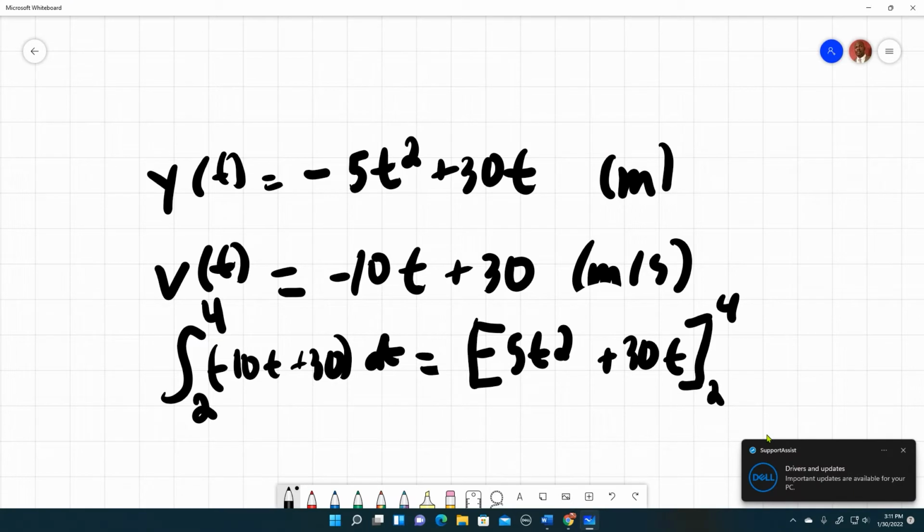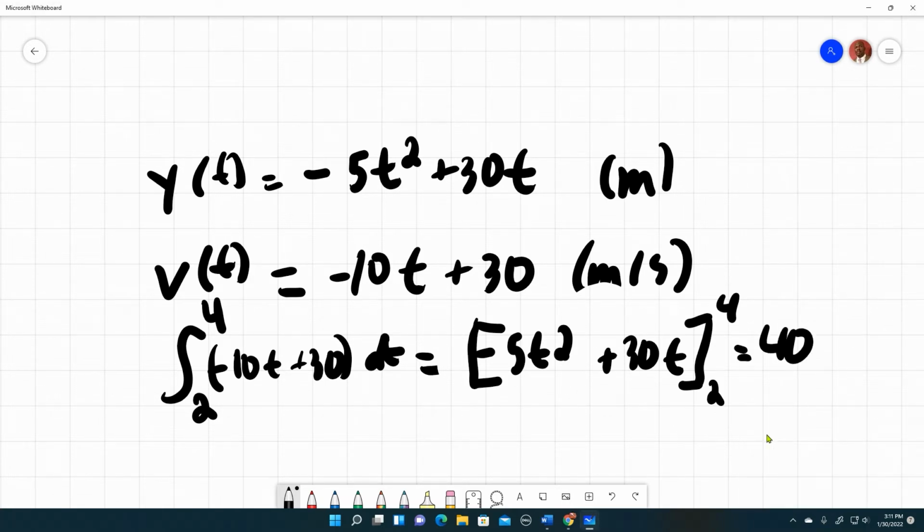So 4 squared is 16. Negative 5 times 16 is negative 80. Please forgive me, negative 80. And 4 times 30 is 120. So you have negative 80 and 120, which gives you 40. And again, when we plug in 2, we've already calculated we get 40. And so we get 0.